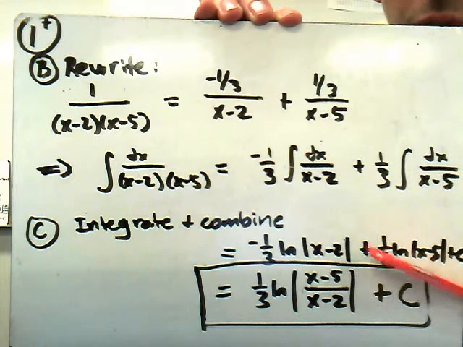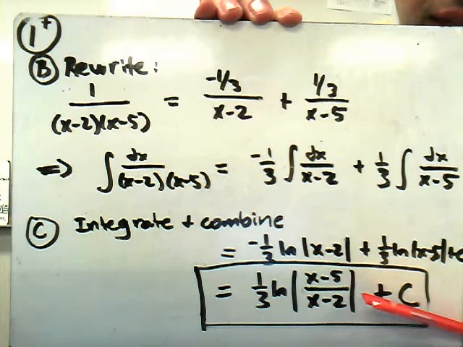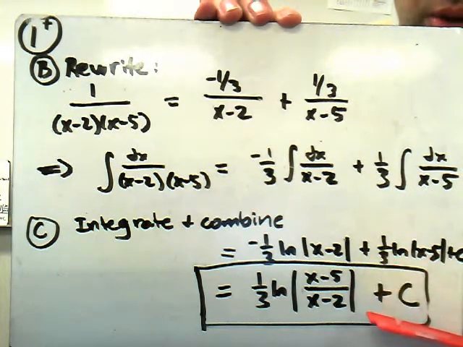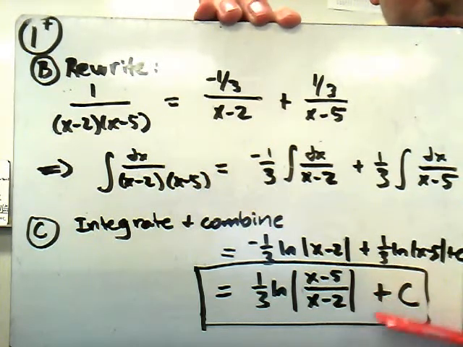minus 5 times 1/3. Our conclusion is that we can factor out a 1/3, and since we are subtracting the natural log of x minus 2, that goes to the bottom inside our natural log input. And don't forget your plus C.